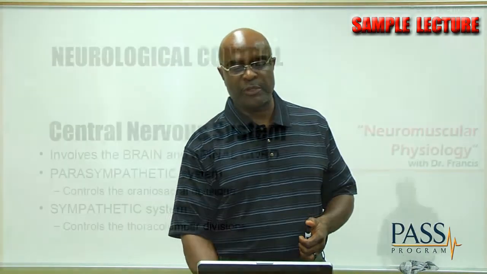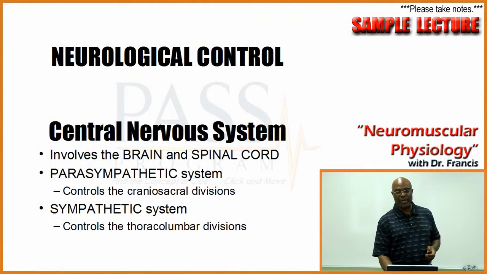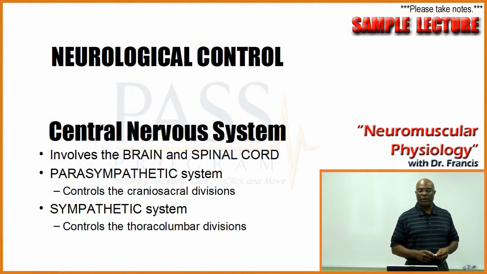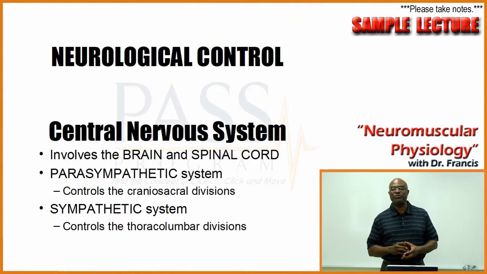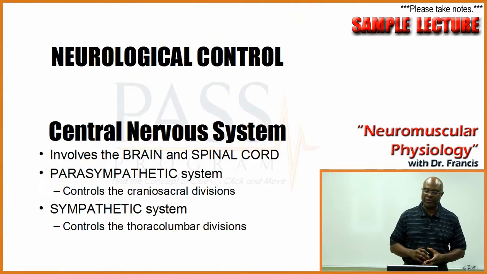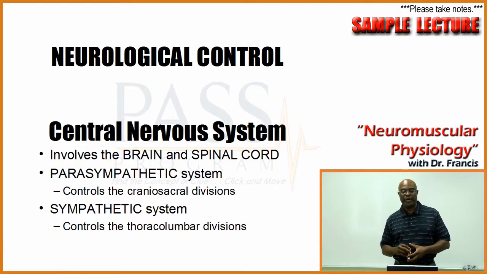Now, in this subject, we're going to cover a lot of autonomic drugs, because the autonomic drugs play a big role in muscle physiology. So we're going to start from the beginning. We're going to look at how the brain controls all of this. So whenever you hear the term central nervous system, it means it involves the brain and the spinal cord. The brain and the spinal cord.